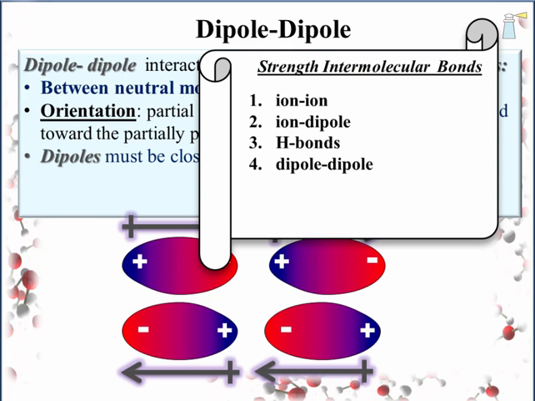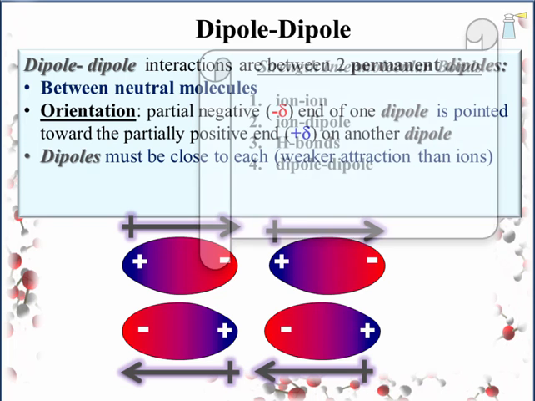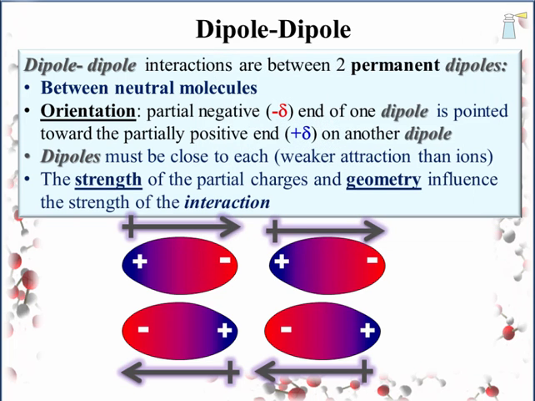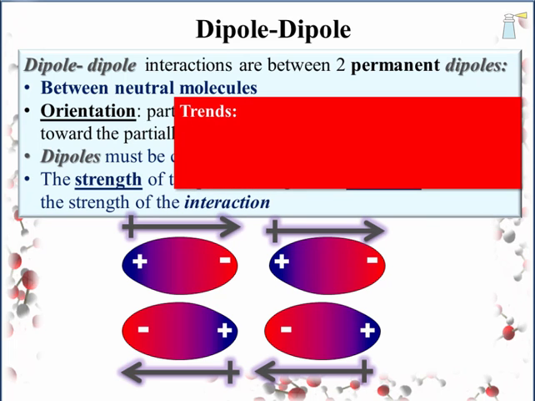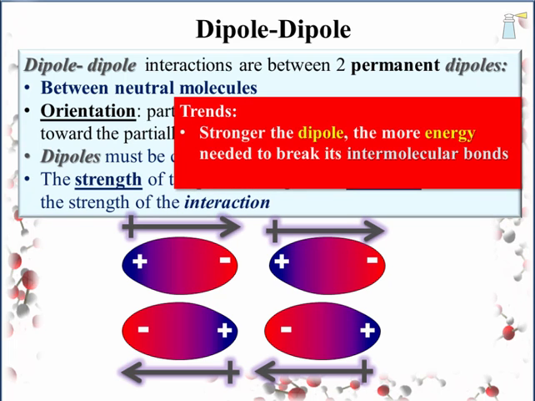Another similarity that dipoles have with ions is that the strength of the charge, partial with dipoles, and the geometry of the compound influence the strength of the interaction. The take-home trend for this intermolecular interaction is that the stronger the dipole, the more energy that is needed to break its intermolecular bonds. We saw that with the H-bond and the large effects on water and ammonia. Water's larger partial charges have more effect than ammonia's.